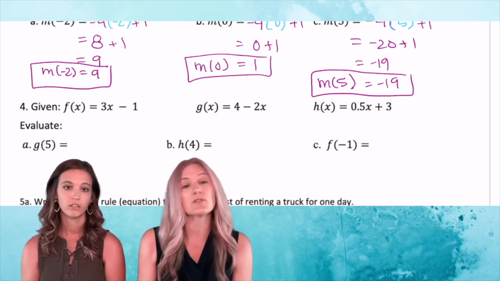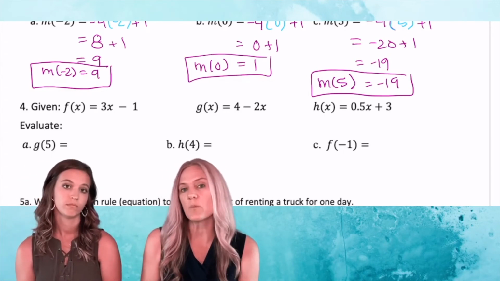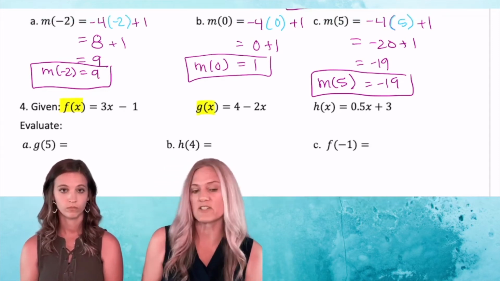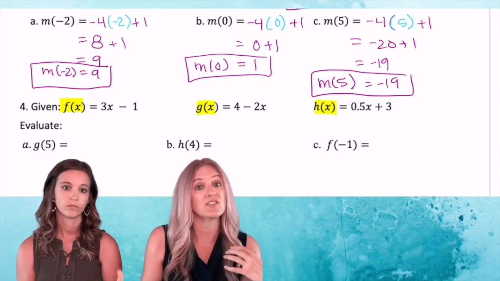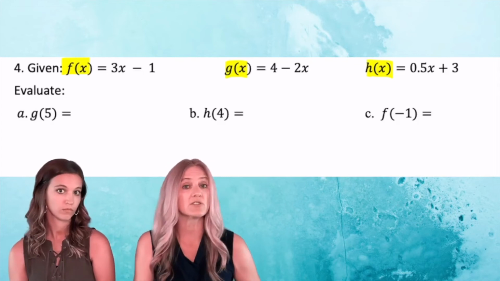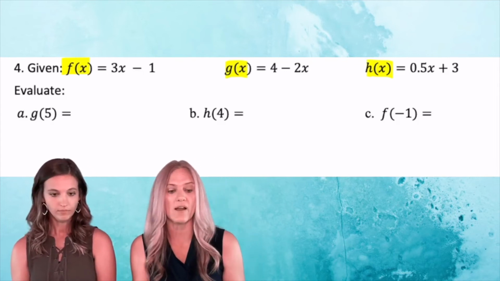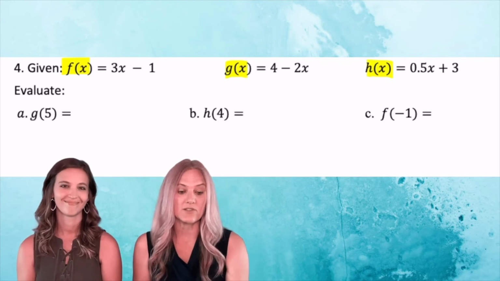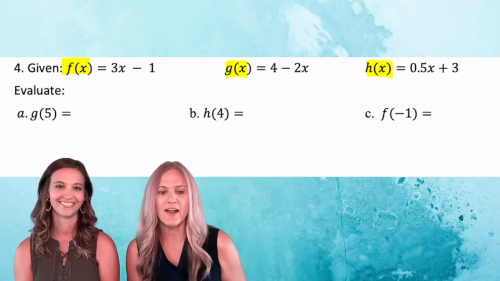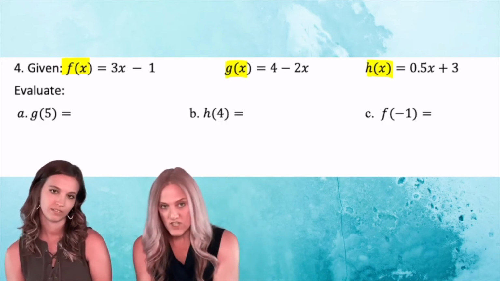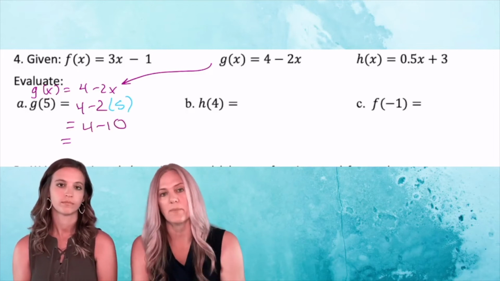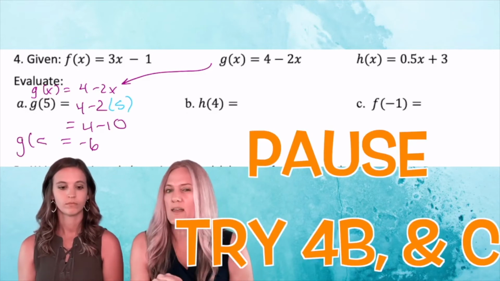Now I said another use for function notation is it's an efficient way to talk about multiple functions at once. So look at number 4. I've given you 3 different functions, but we know which is which because if I say g of x, you know that you should be looking at that middle function. If I say h of x, you should be looking at the third function, and so on. So then when you look at the question, A says g of 5, g, where do I plug that 5 in? Well, I plug the 5 in to the g of x equation. So g of 5 equals 4 minus 2 times 5, figure that problem out, and so on. Pause the video, try the rest.